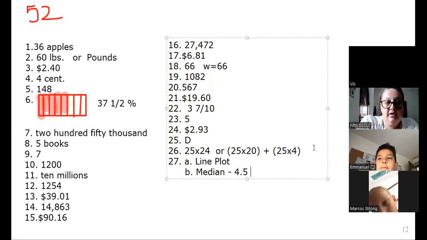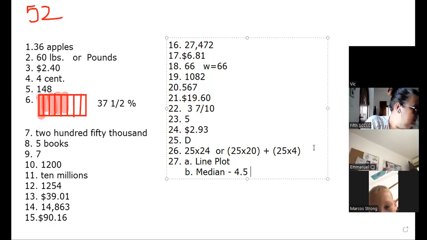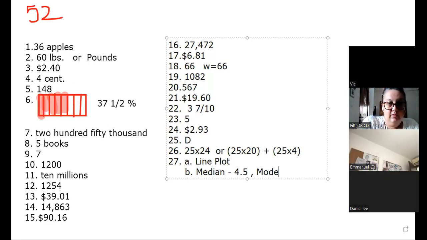Okay. Vic, question? Miss, for the line plot, I just put the lines and how you showed 5, 10, and 15, and no excess, nothing. Well, if you have all the X's and they're in the right spot, then that's okay. But if you did not do it that way, then that's wrong.